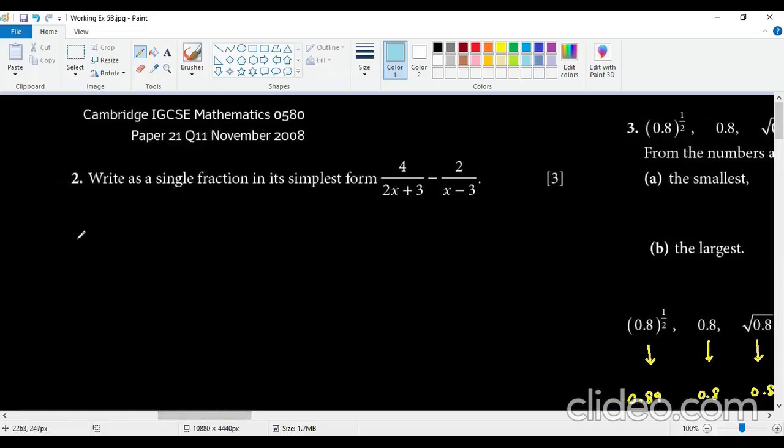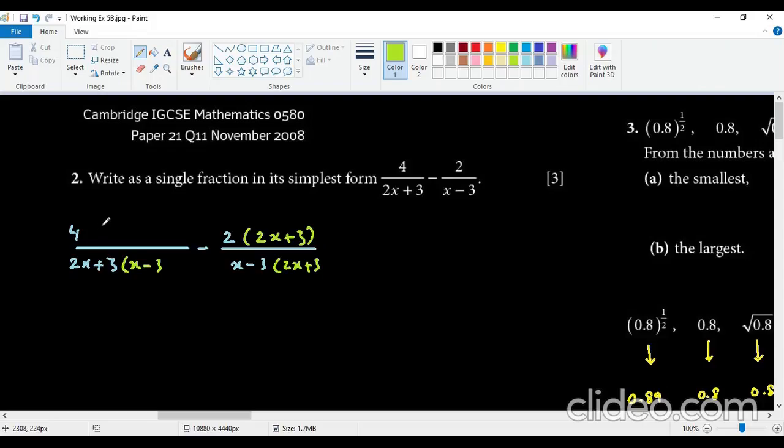Same type of question. I will write the same question in a different way. 2x plus 3 with a little big line, and I will write negative 2 over x minus 3. Now I will change the pen and I will multiply x minus 3, and this I will multiply it by 2x plus 3. So I'll multiply this also by 2x plus 3, and I will multiply this by x minus 3.